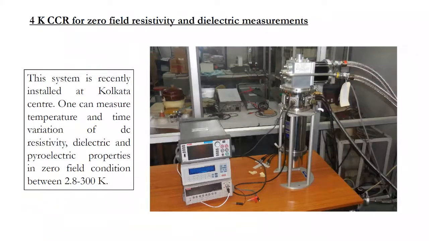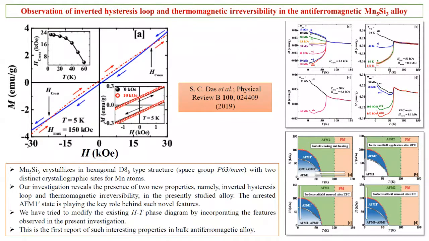When I ask them, this is a slide which they have provided. This was one of the studies done by our in-house student. Our students are the main workhorse of any experiment facility. And they were able to tell me that in Mn5Si3, they saw an inverted hysteresis, and they had some thermomagnetic reversibility. And this reversibility they have ensured is not an artifact of their experimental measurement.